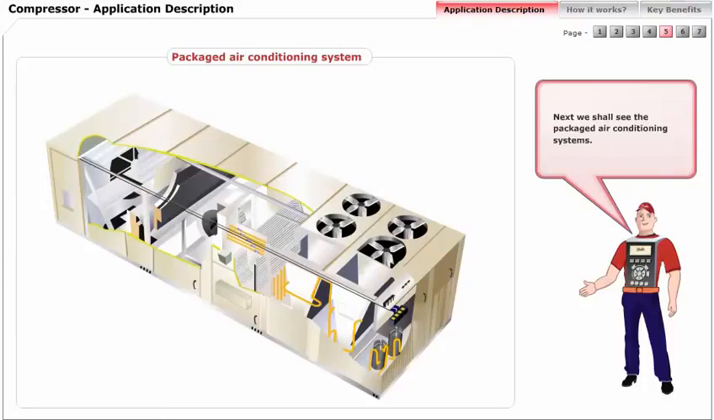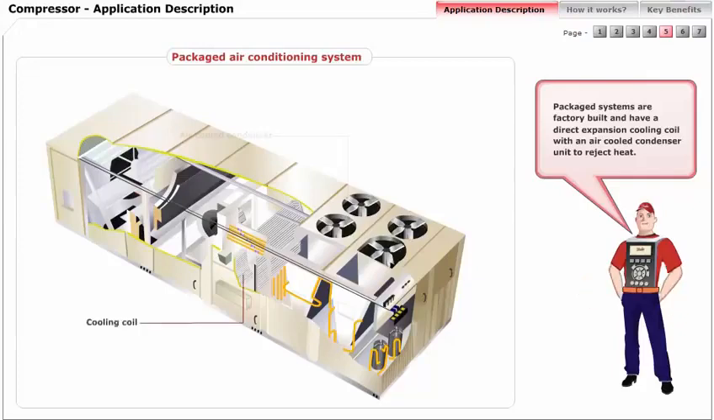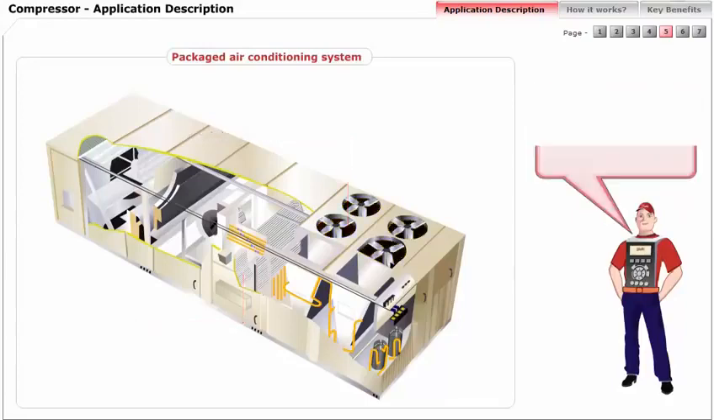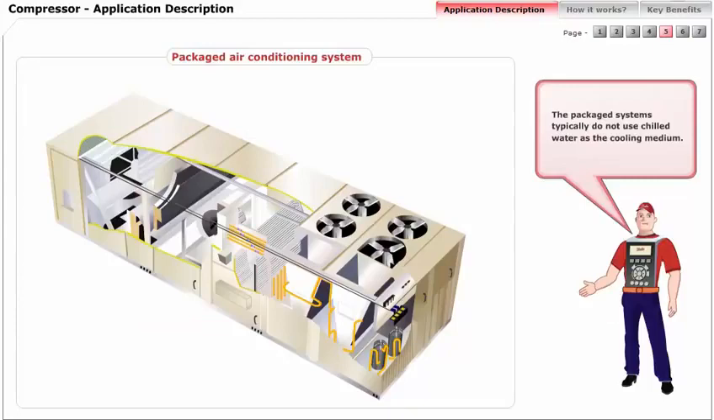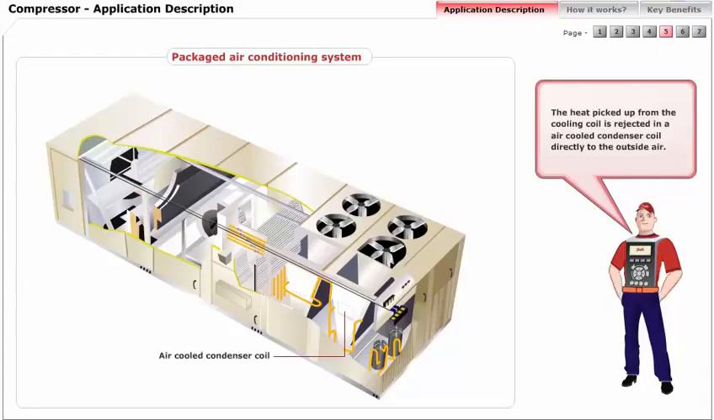Next, we shall see the packaged air conditioning systems. Packaged systems are factory-built and have a direct expansion cooling coil with an air-cooled condenser unit to reject heat. The packaged systems typically do not use chilled water as the cooling medium. The cooling is delivered directly to the supply air in a refrigerant cooling coil. The heat picked up from the cooling coil is rejected in an air-cooled condenser coil directly to the outside air.